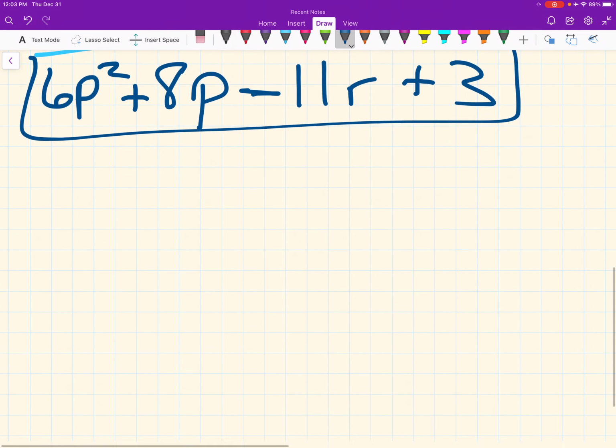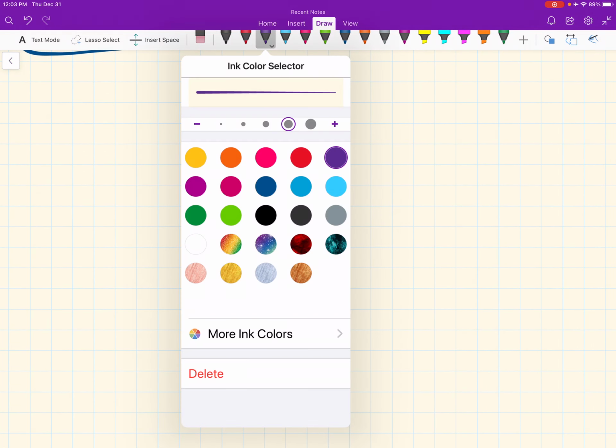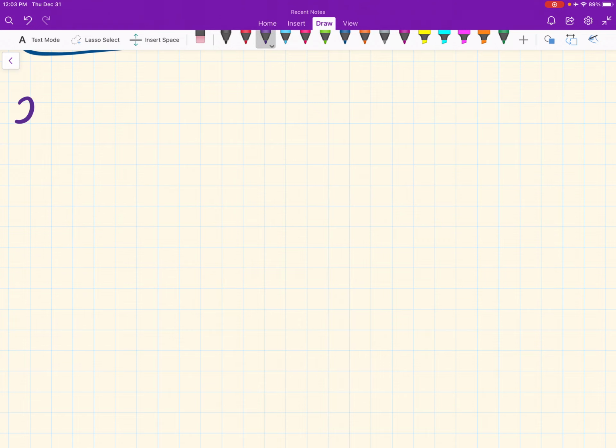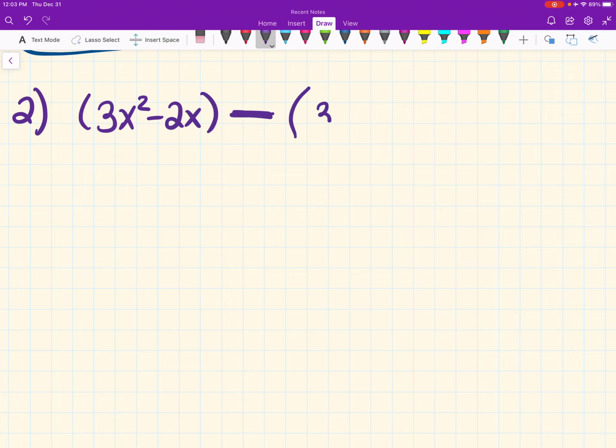Okay, so let's do one more example. Oh, my pen seems to be working for a second. All right, so we have 3x squared minus 2x, subtract the entire group, 3x squared plus 5x minus 1.